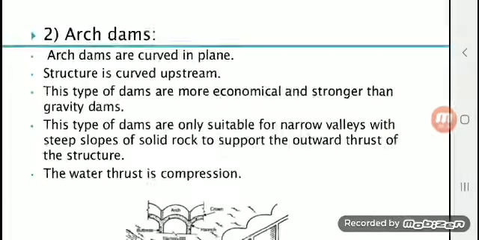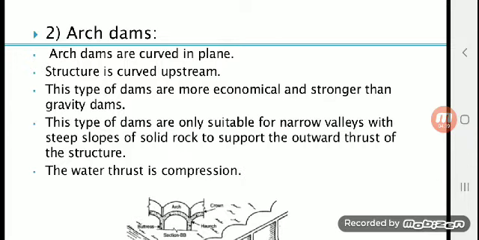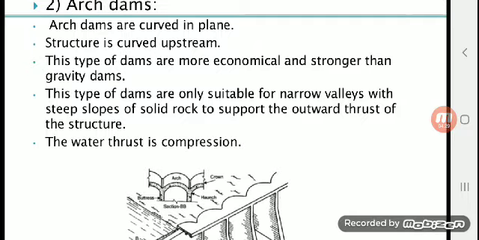These types of dams are more economical and stronger than gravity dams, because less material is used. Less concrete is used, and we save most of the material by using the crown shape. These dams are only suitable for narrow valleys because support is required on both sides of the dam, and the outward thrust has to be compensated by solid rocks. The water thrust applied on these dams is only compression.